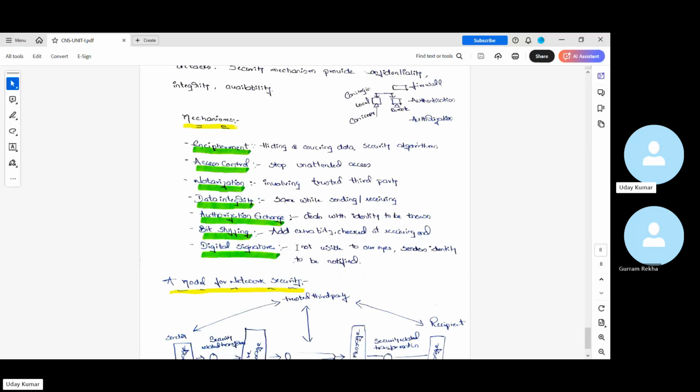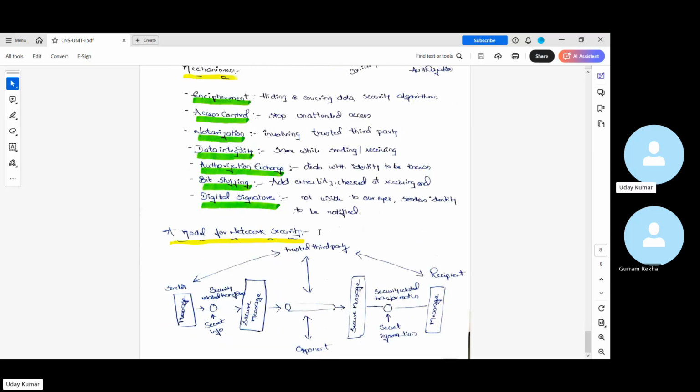Next, digital signature is not visible to our eyes, and the sender identity is to be notified. Digital signature is basically to check the sender's identity, students, right? I told you about digital signature in unit 2. You'll be using a hash algorithm. If on the receiver end, the original data hash and the digital signature hash are the same, then you start doing the actual communication. If both the hashes are different, students, then don't do the communication. You just wait for the other hash.